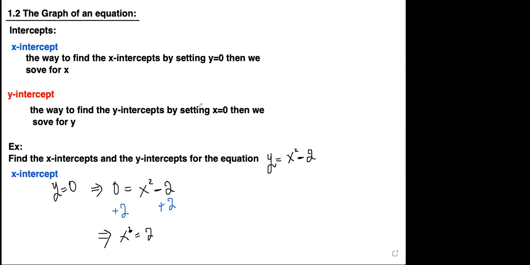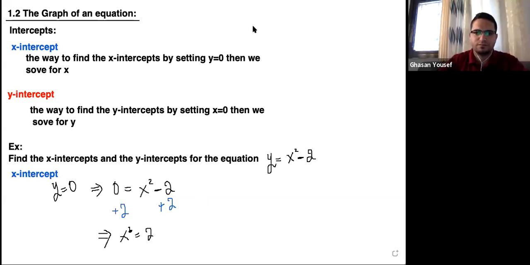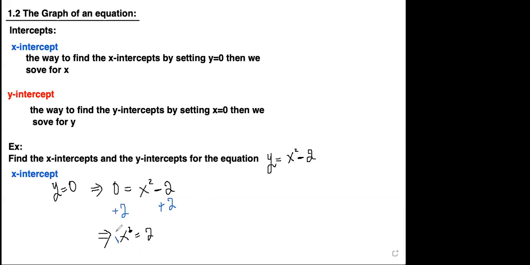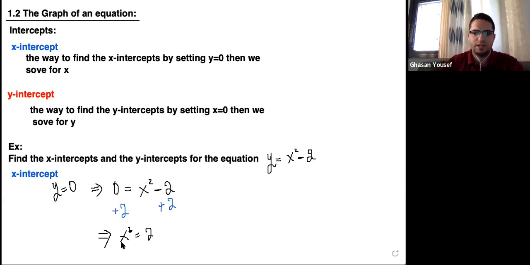Square root, maybe? Square root of both sides. This is correct. Plus or minus. Exactly, plus and minus. So we take the square root of both sides, and I get x equals, like some students said, positive and negative for the simple quadratic equation, the square root of 2. So actually I get two solutions, two x-intercepts. What is the first one, and what is the second one?